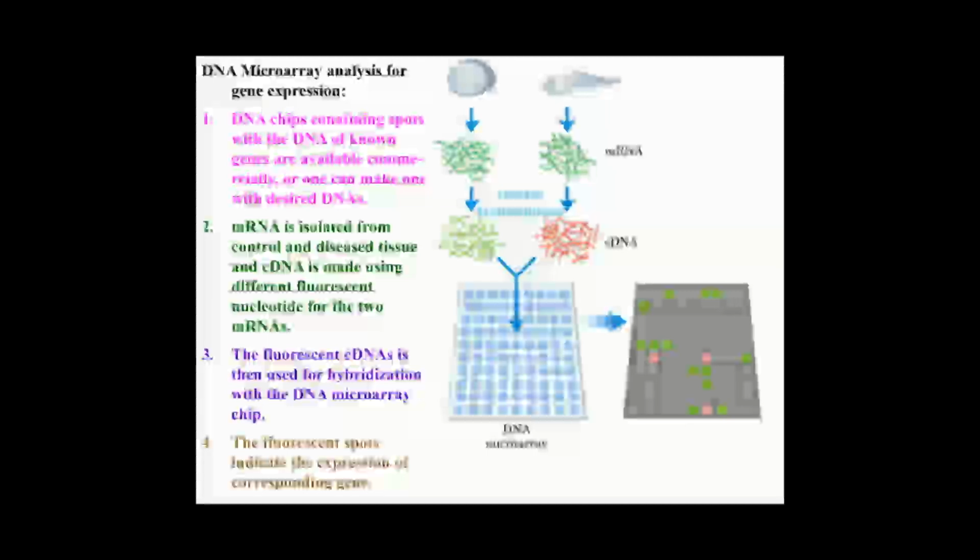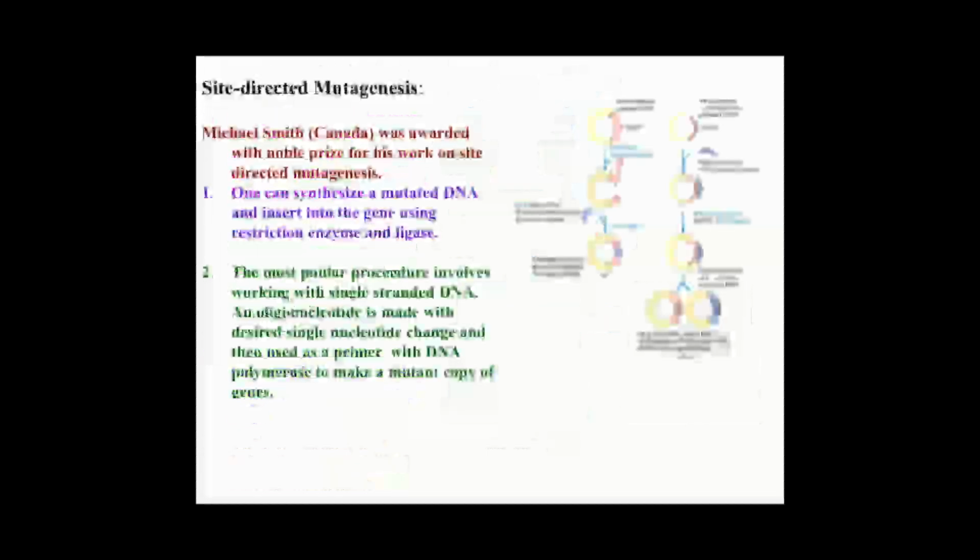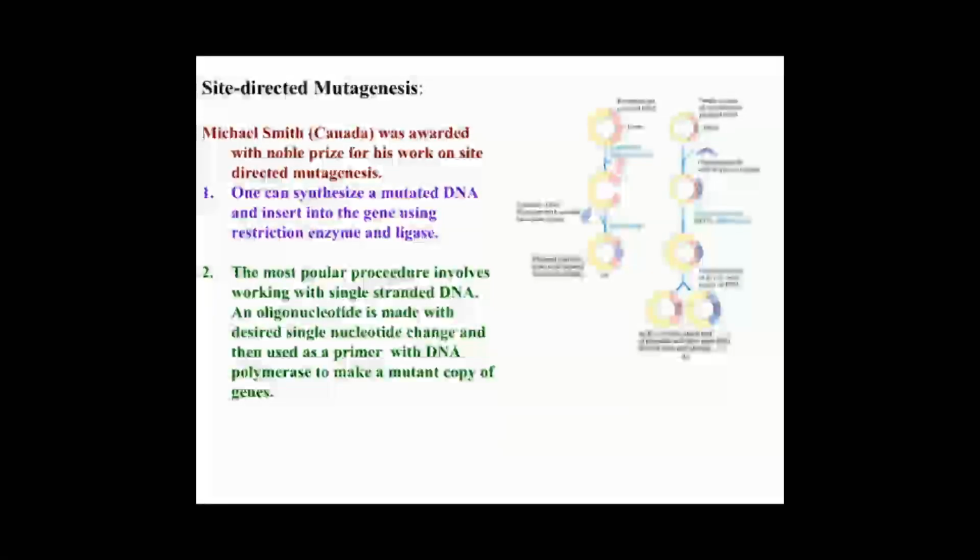Let's talk about site-directed mutagenesis, a really powerful technique in genetic engineering. Michael Smith from Canada was awarded the Nobel Prize for pioneering work in this area, which highlights its significance. Essentially, this method allows us to introduce specific mutations into a DNA sequence, so we can make precise changes at a targeted spot in the gene.